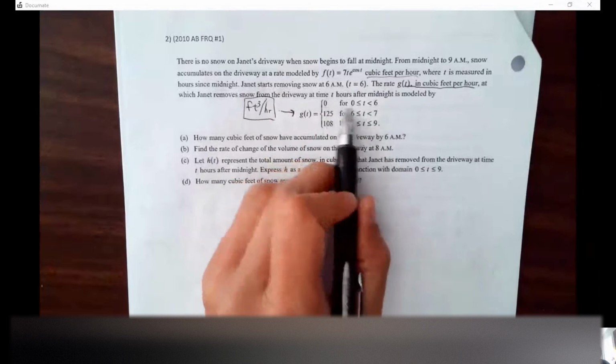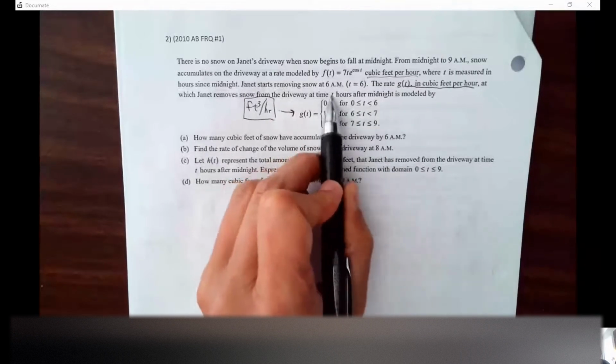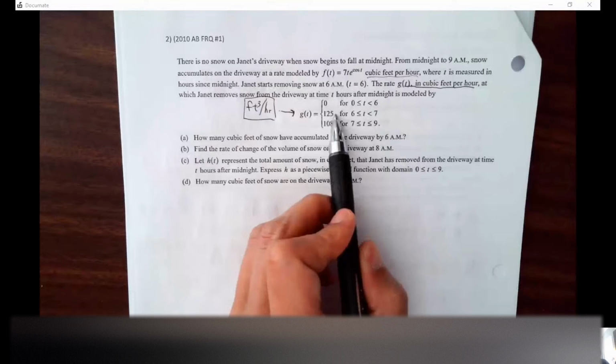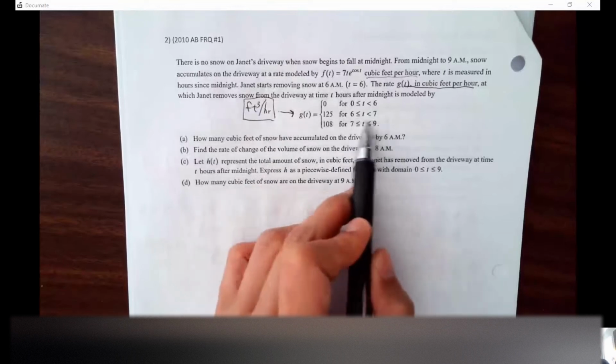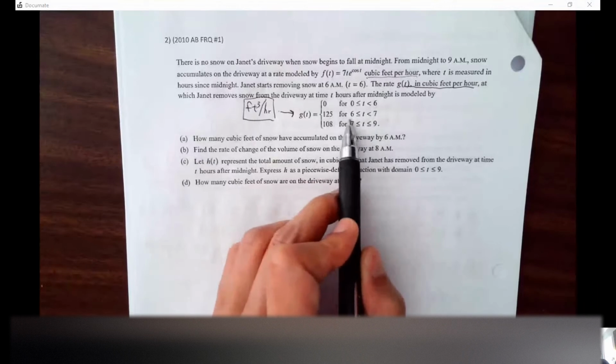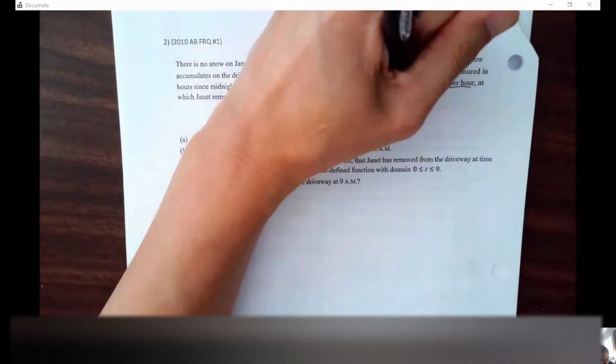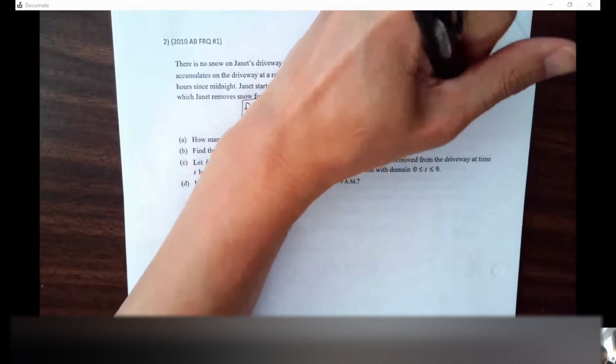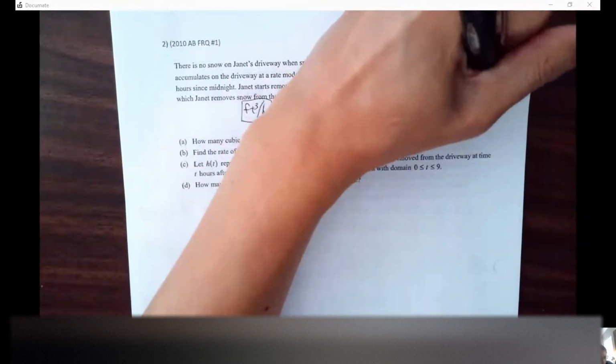We know that up until 6 a.m. she hasn't begun to shovel snow, so nothing has been accomplished up to that point. But between 6 and 7 a.m., she's going to be working at 125 cubic feet per hour. So in that one hour period, because it's 125 cubic feet per hour, she's going to remove a total of 125 cubic feet of snow. And so, by the time we reach 7 a.m., she would have removed 125 cubic feet of snow.